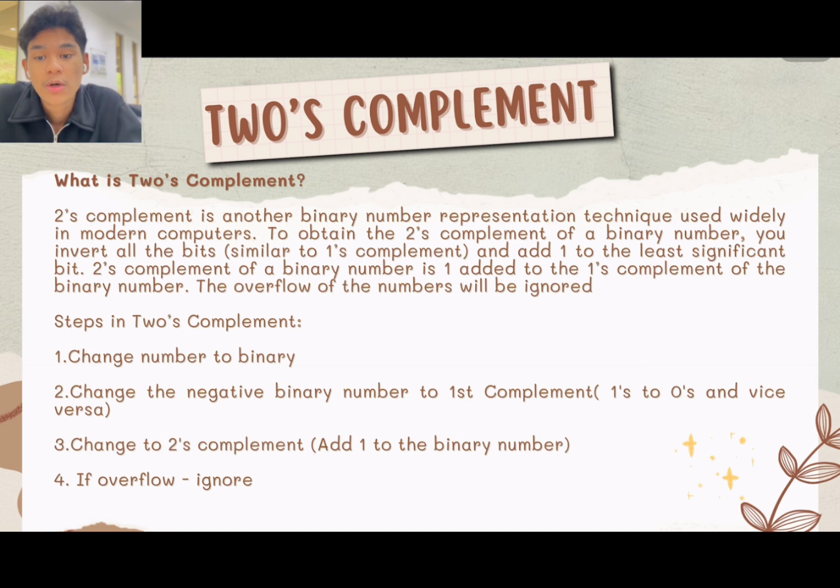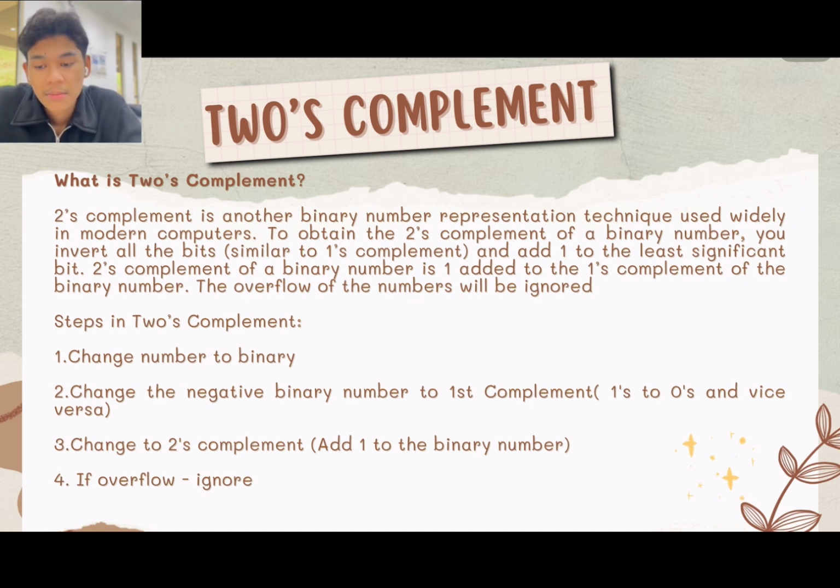Now, what is 2's complement? 2's complement is another binary number representation technique used widely in modern computers. To obtain 2's complement of a binary number, you need to invert all the bits, similar to 1's complement, which I just showed, and add 1 to the least significant bit. 2's complement of a binary number is 1 added to the 1's complement of the binary number, and if there's an overflow later, it will be ignored.